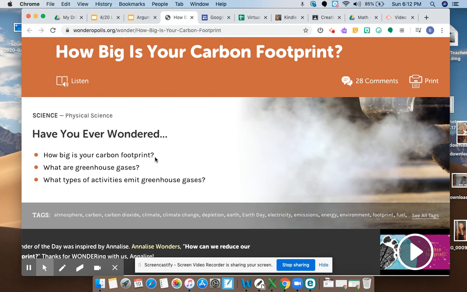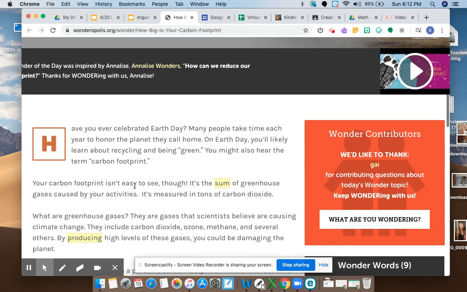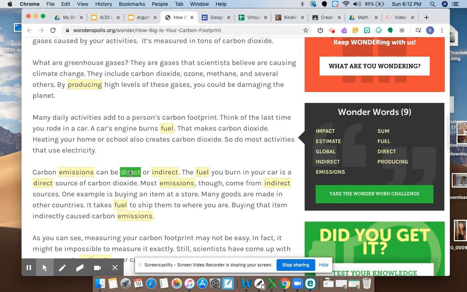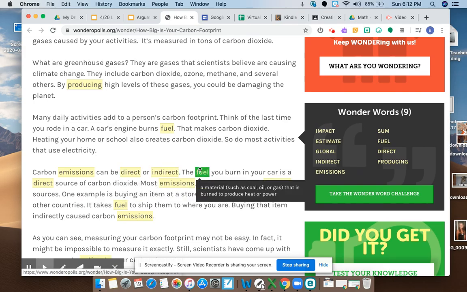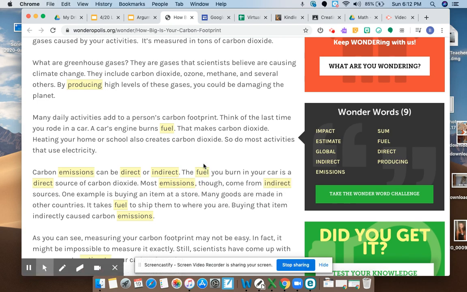So, how big is your carbon footprint? What are greenhouse gases? And what types of activities emit or let out greenhouse gases? So, this article covers two of the three things that you need on your homepage. As you guys scroll down, some of these words here that are in yellow, if you just hover over them with your arrow, it will give you the definition of those vocab words as well. So again, huge fan of Wonderopolis.